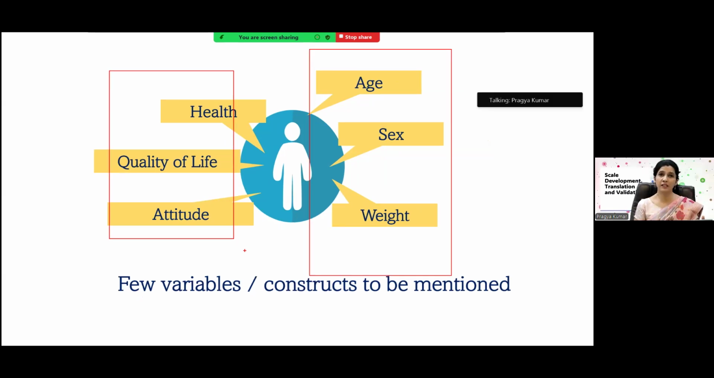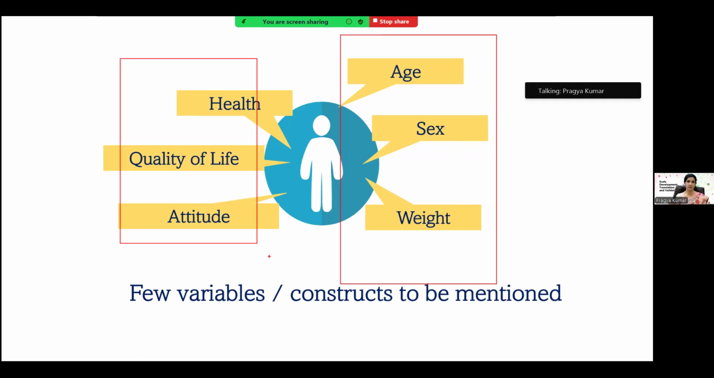There are many tools for the assessment of quality of life. There's the WHO tool, there is the SF-36 and many more. All those tools have different item formats. So even quality of life you cannot measure by a single question or by a single measurement. So the constructs towards the left side are broad concepts and we cannot measure them directly.